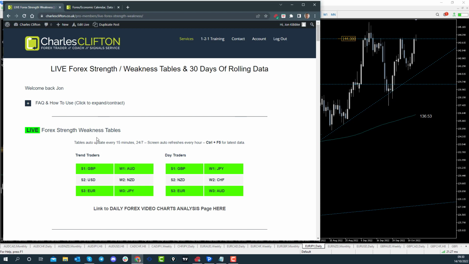Here you can see we have the live Forex strength and weakness tables in front of us. We have two tables. One is the trend traders table and the other is the day traders table. These are the same studies, just highlighting different time frames. So our trend traders is our higher time frame and the day traders is our lower time frame.